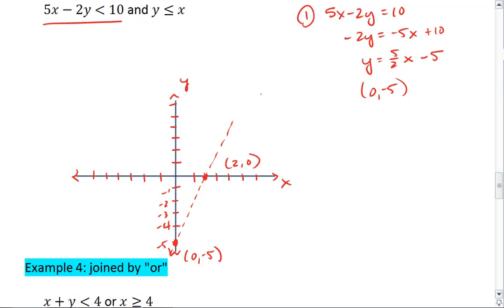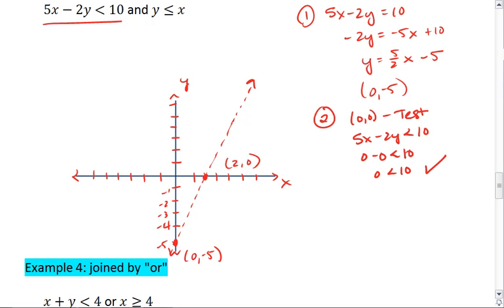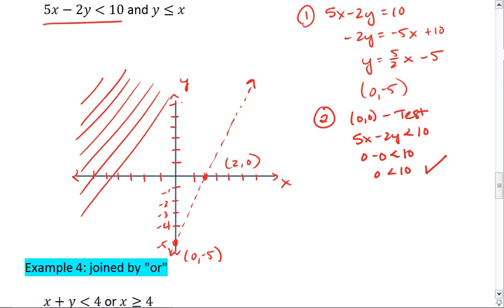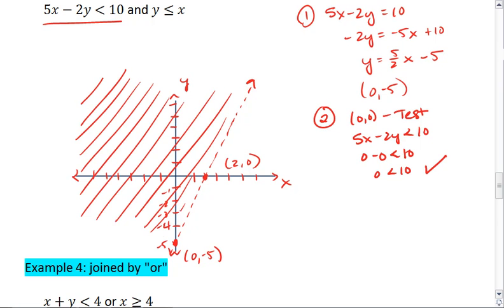Let's extend this up just a bit further. Then we want to test the solution. We can test the point 0, 0. We find that we get 0 minus 0 is less than 10, 0 is less than 10, which works. So we shade in everything on the 0, 0 side of the line.